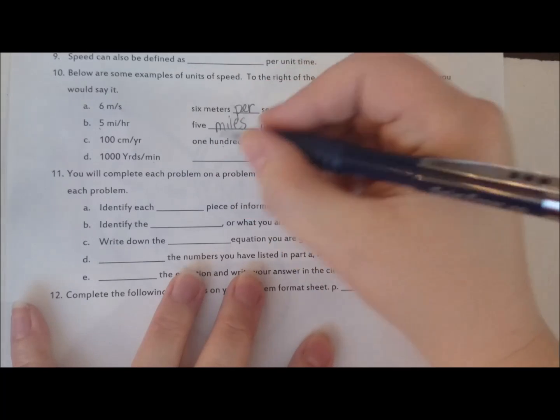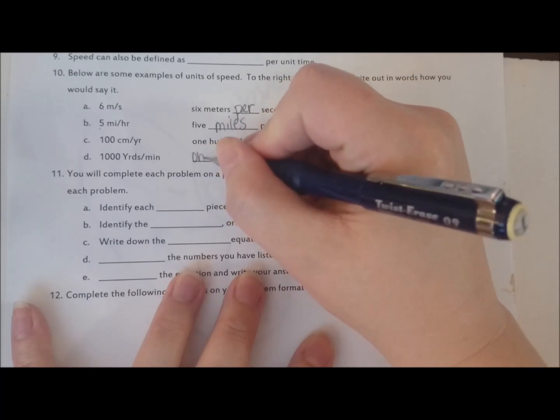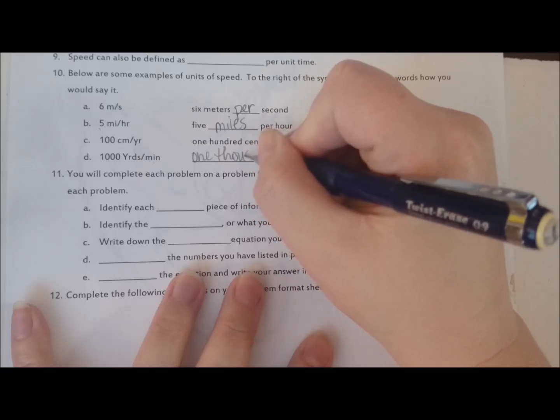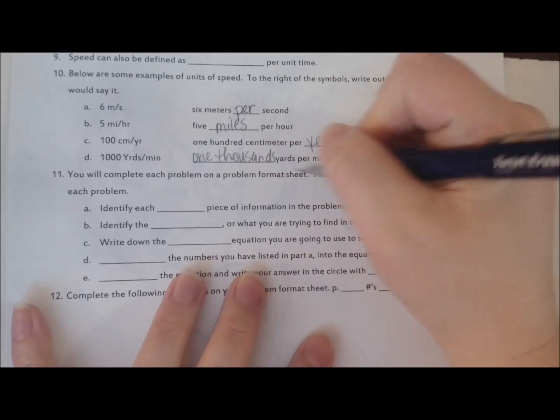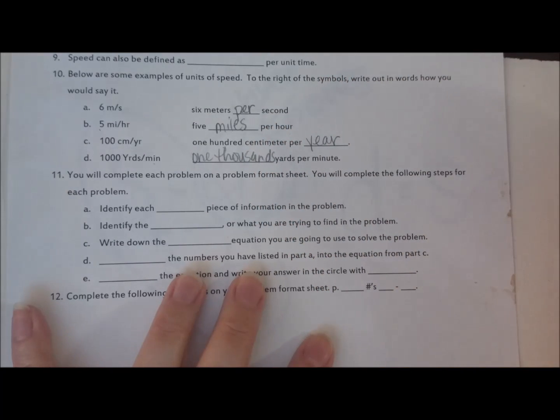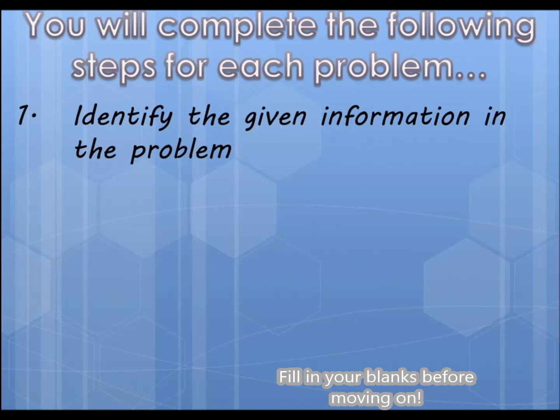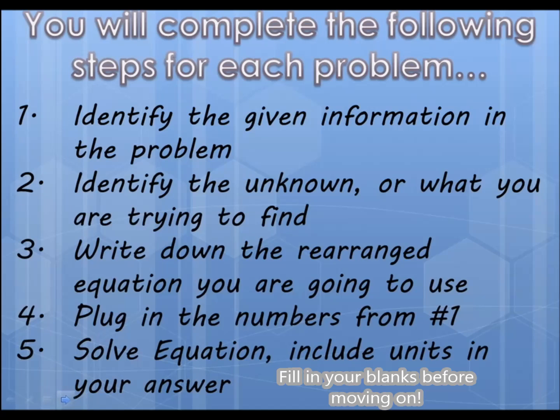And then here we have 1,000 yards per minute. Okay. You're going to complete the following steps for each problem. I am not going to read these to you. You're going to have them on your paper. Make sure you're referring to them as I go through.